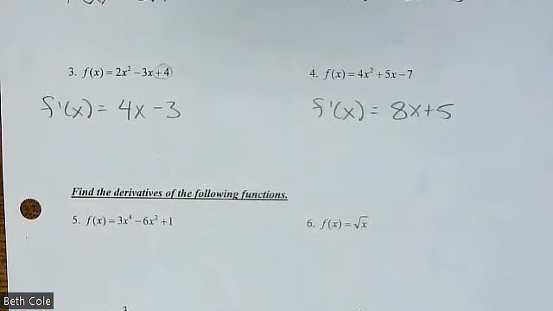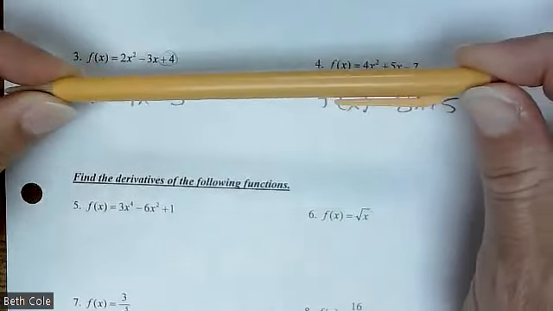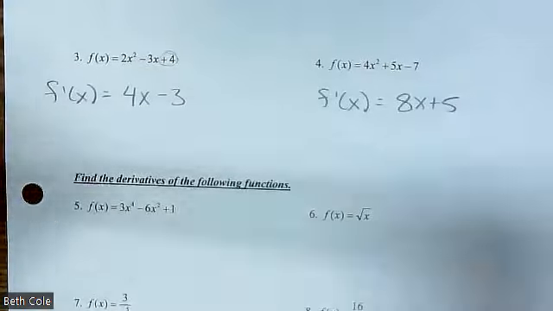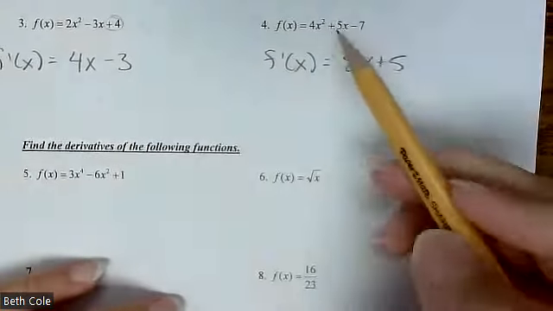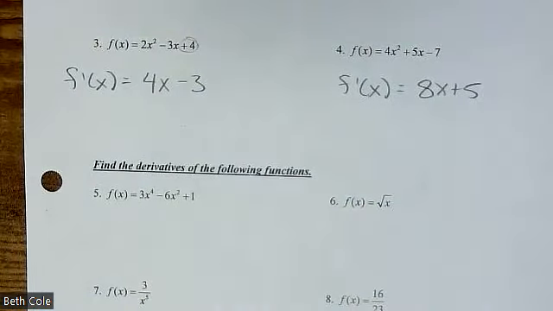There's no x. It's what we call a constant. That's a horizontal line. What is the slope of a horizontal line? And remember that a derivative means slope. Okay, so the constants are going to go away. And then this one, 2 times 4 is 8, and then plus 5.